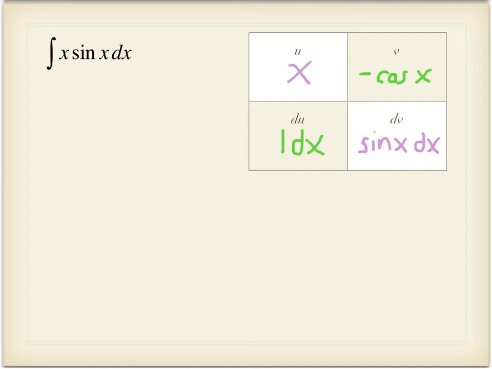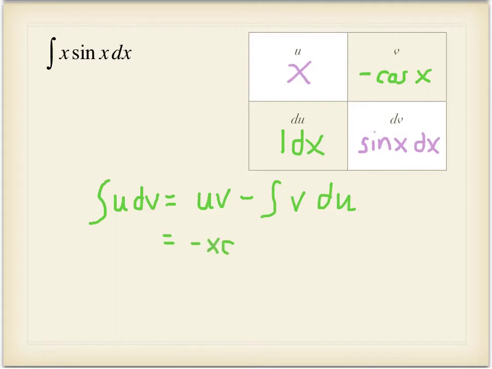All right, now I just follow my formula again. Perhaps I'll write it down again just so we can remember it. Remember, here's what I'm doing, u dv like that. So u times v minus the integral of v du. All right, I'm just going to fill in the blanks. My uv, x times negative cosine x, so I'll just write it like this. And minus the integral of v du.